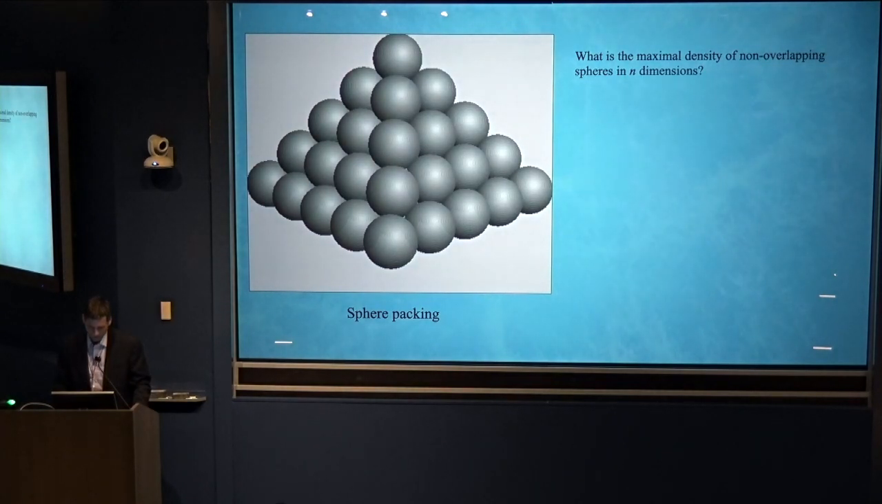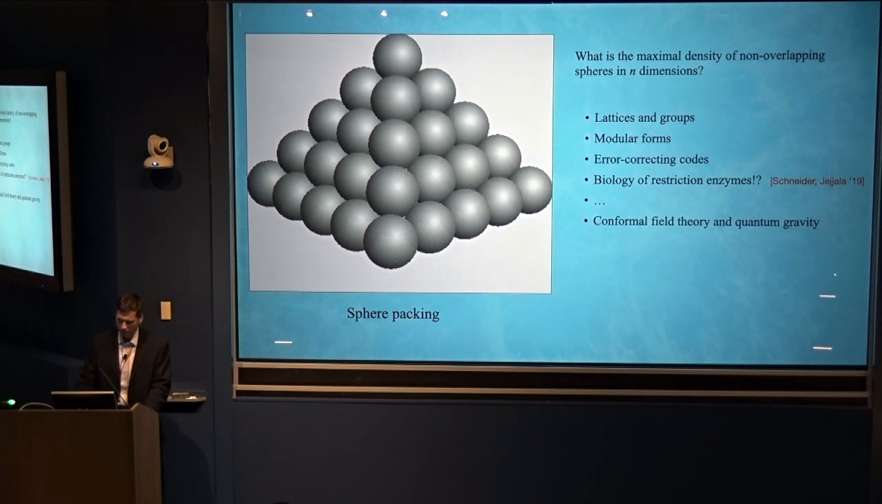And that brings us to the third part of the story, which is the sphere packing problem. So the sphere packing problem is an old problem in geometry. The problem is stated here: what is the maximal density of non-overlapping spheres in n dimensions? So I've drawn it here in 3 dimensions. Imagine you're stacking oranges. That's the sphere packing problem. So it sounds simple, but this turns out to be an incredibly deep problem in mathematics that has connections to all sorts of areas of math and physics.